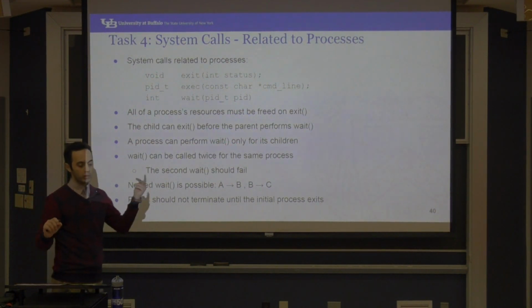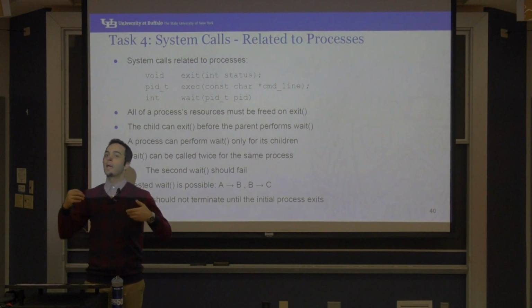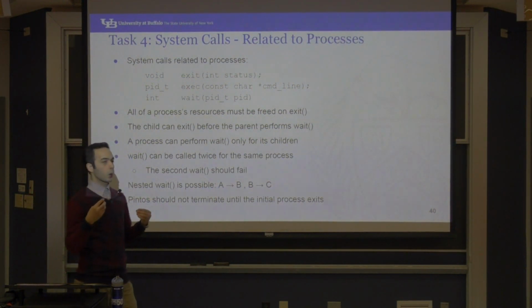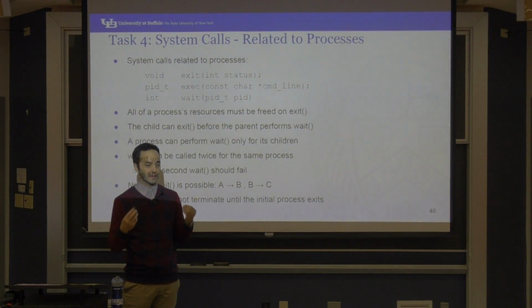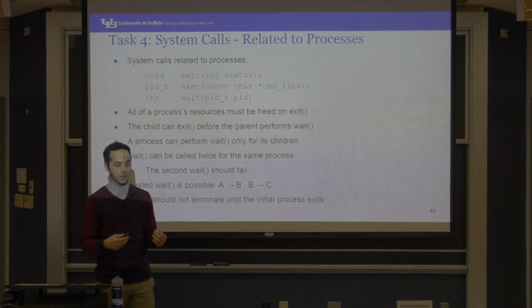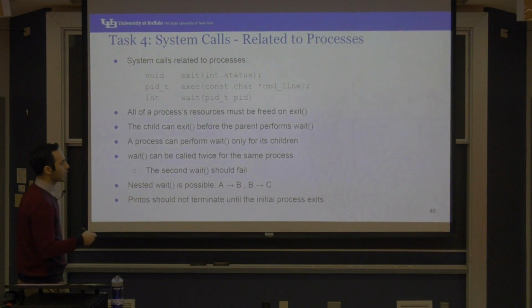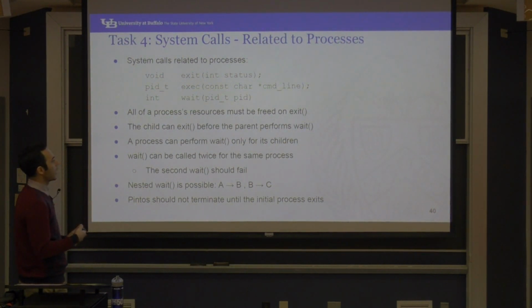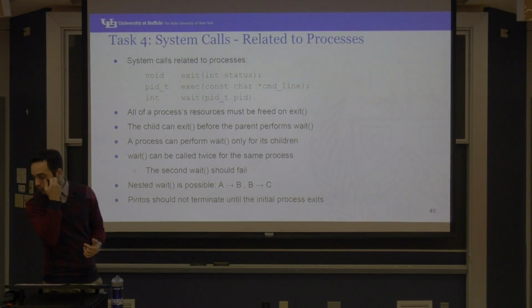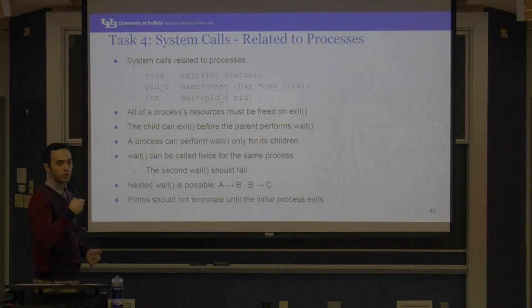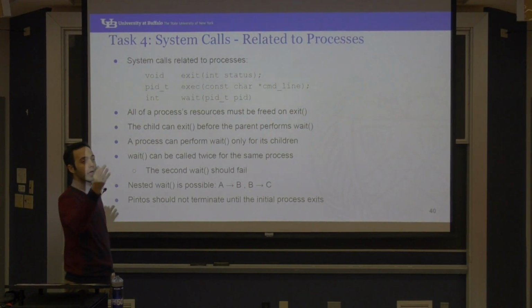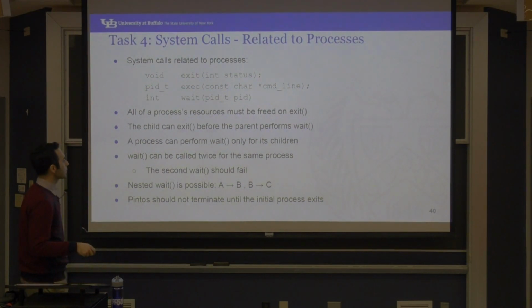So if a process just wants to wait for a random process, no, the kernel should not allow that. A process can only call wait on the processes that this process has made, right? So you have to again keep this information somewhere in your kernel so that you can check and see if a process is trying to wait on a process that is not its child. You have to fail that.